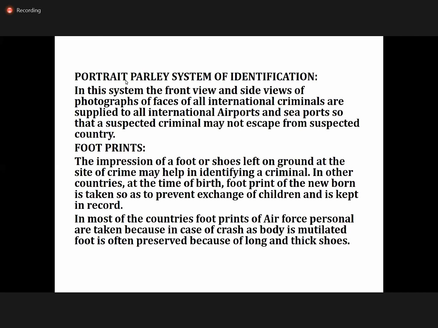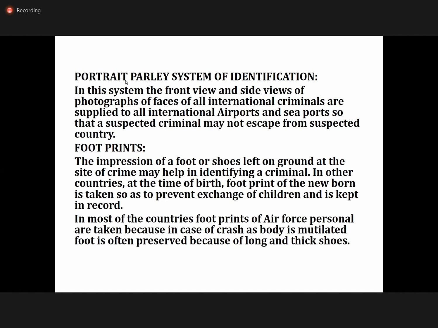Then the Palle system of identification: in this system, front view and side view photographs of the faces of all national criminals are supplied to all international airports and seaports, so that a suspected criminal cannot escape from the affected country. So it is a system used for criminals. Footprints or a photo of footprints left at the site may help in identifying a criminal.